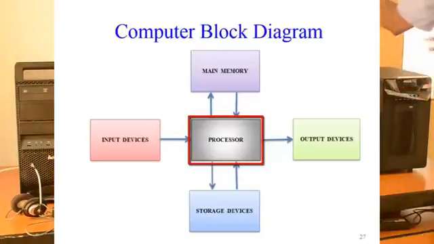A processor is the central brain of a computer where all the calculations and control units are being carried out. It is divided into 2 parts, the ALU, arithmetic and logic unit, and the control unit. It also consists of the parts where all the manipulations, all the calculations, and all the controls are being done in this particular processor.